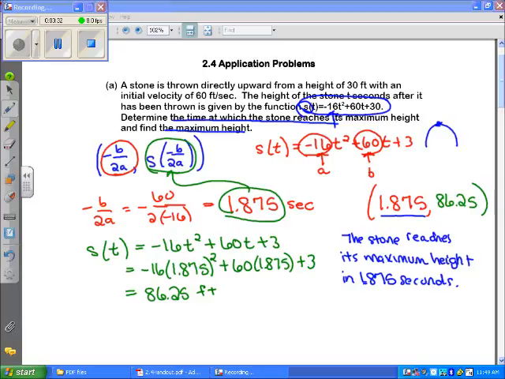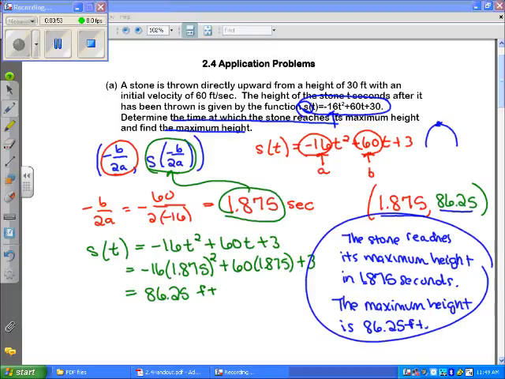Okay, that answers the first question. Now let's talk about the maximum height. The maximum height is 86.25 feet. Okay, so that answers this first part A. If you want to find out the next example, go to the next video.